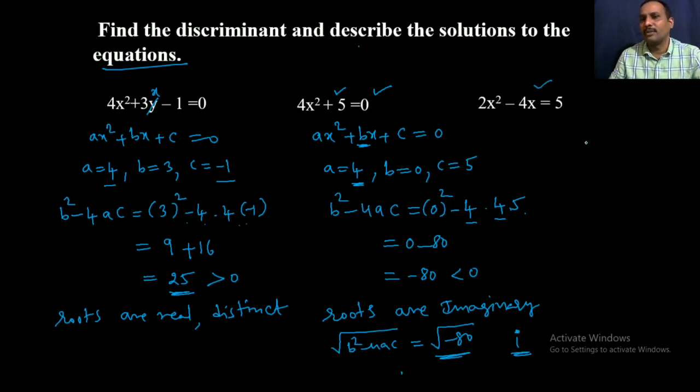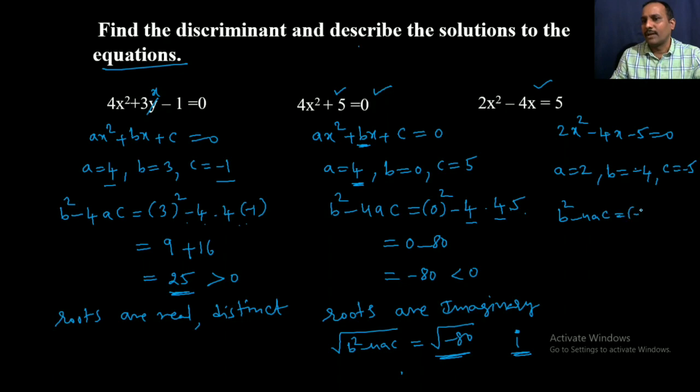Let's have the next problem. 2x square minus 4x is equal to 5. So write it in the standard form. 2x square minus 4x minus 5 equal to 0. So here a is 2, b is minus 4 and c is minus 5. So b square minus 4ac, minus 4 whole square minus 4 into 2 into minus 5. So that is 16 minus into minus plus, 4 8s are 32... 8 into 5, 40. So 40 plus 16, that is 56. Therefore, it is positive and the roots are real and distinct.